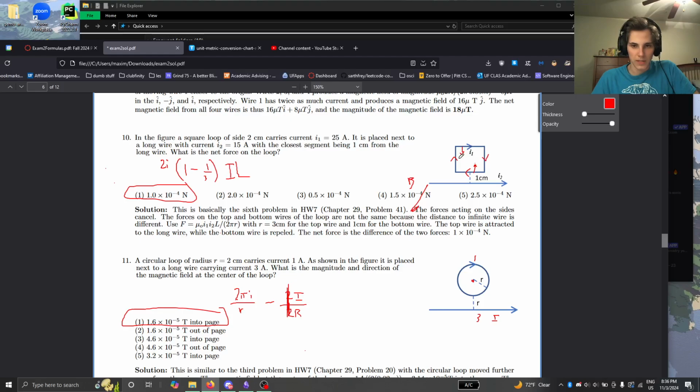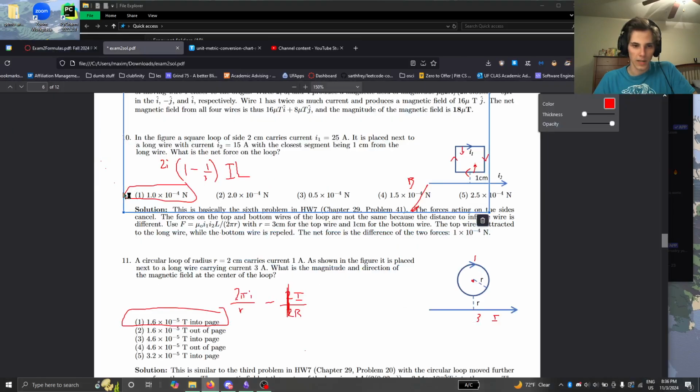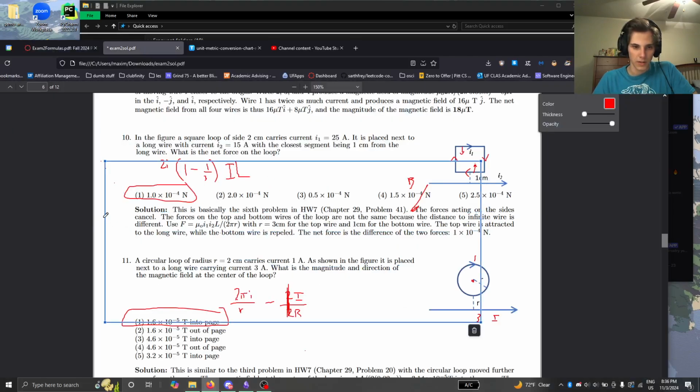Net force on the coil. You have two sides, right? This closer side, again, this is just the line formula, but this closer side will have 1 over 1 as its distance. The further side will have 1 over 3. And then you use this formula, and you end up getting this answer.